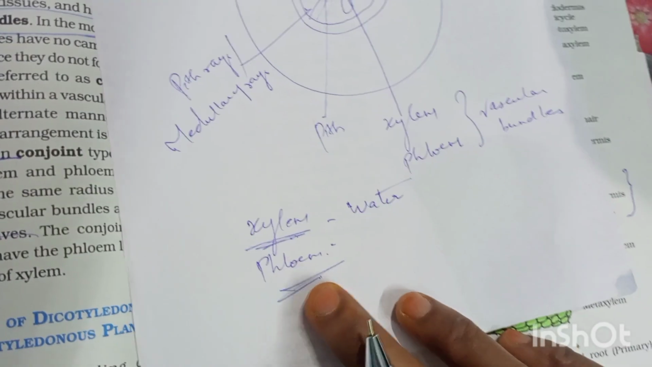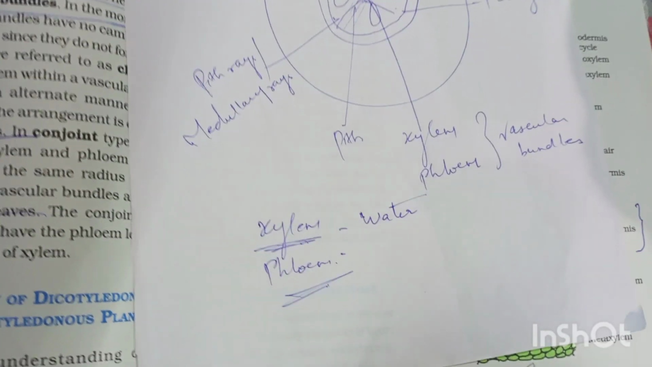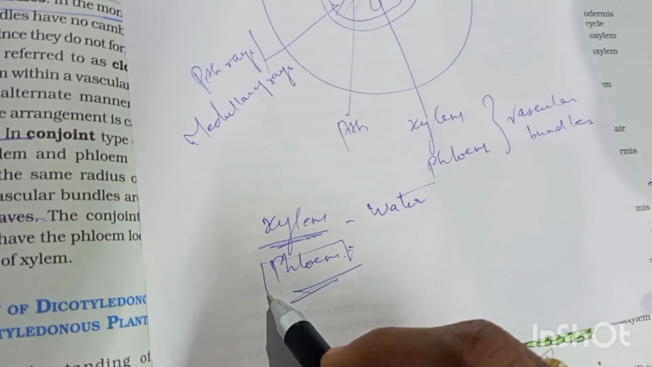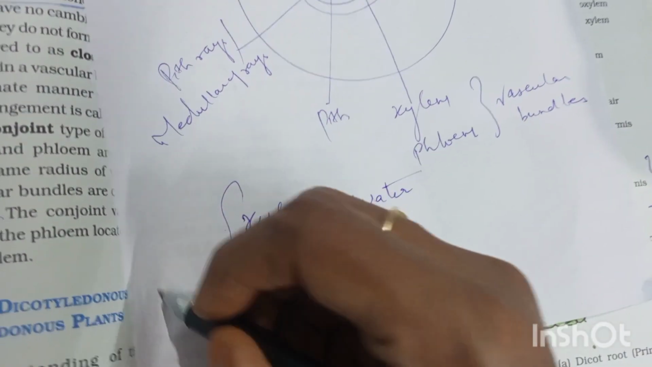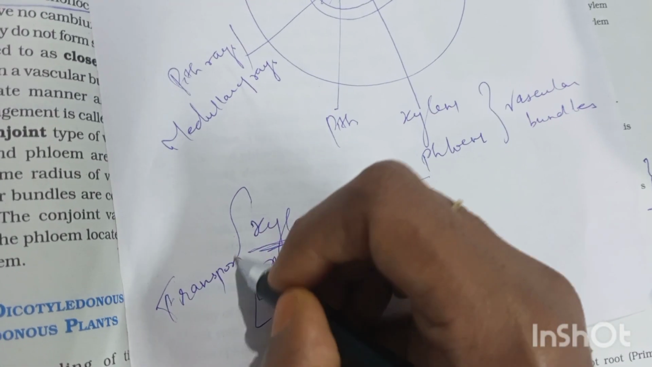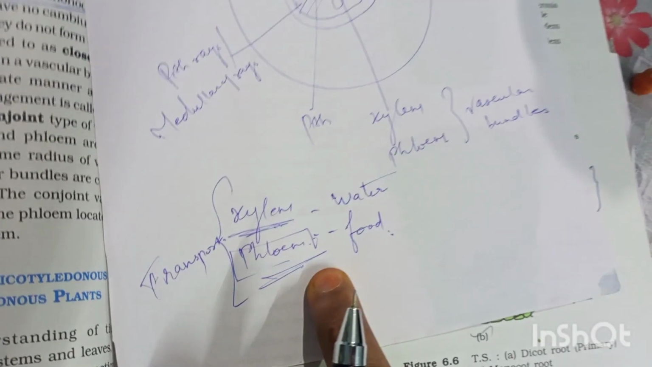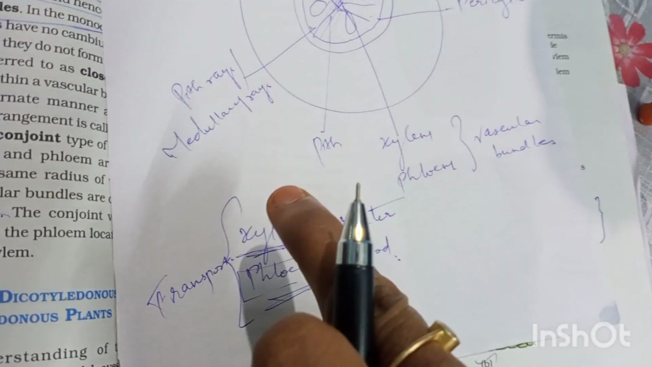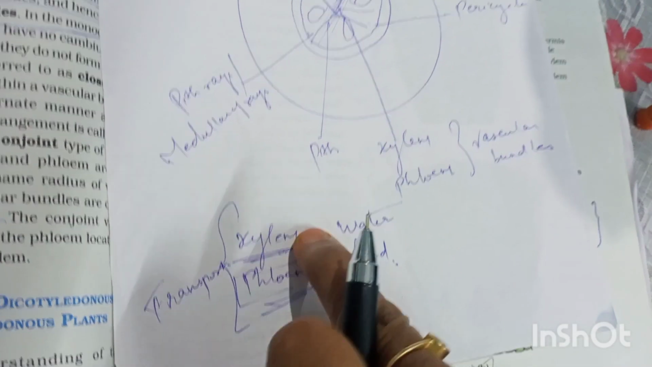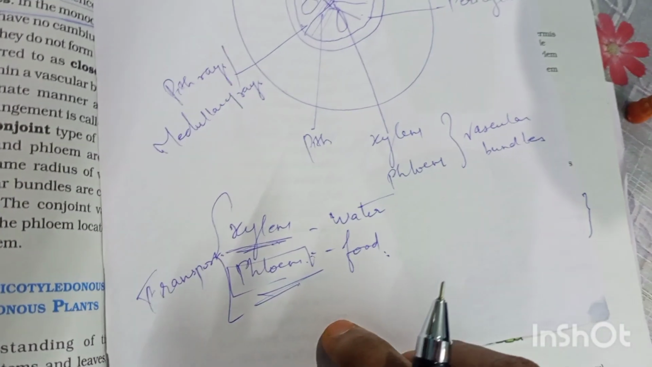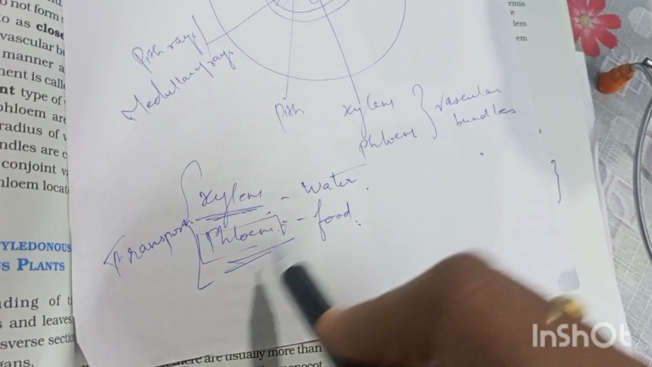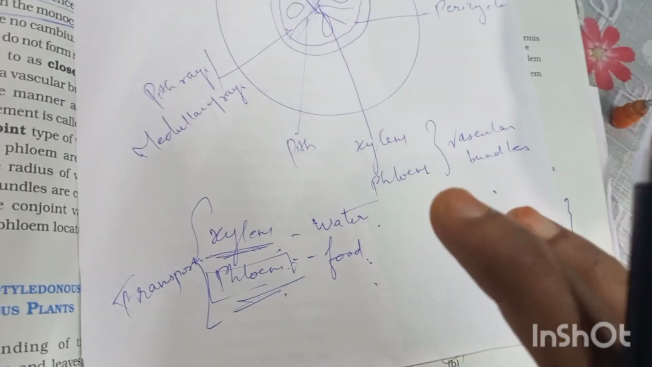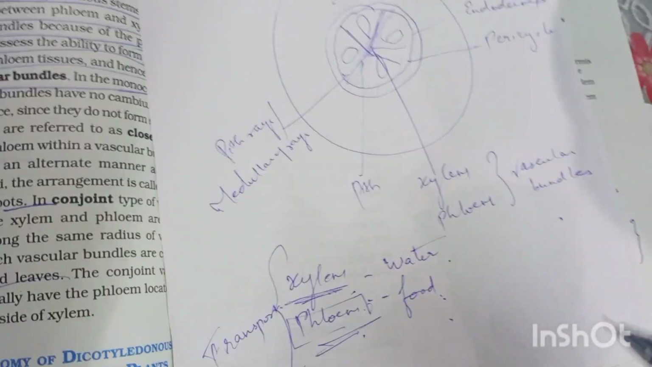And the food prepared in the leaf has to reach other parts of the plant, and that is done by the phloem. So it facilitates food transport. So both do some transport duty. Xylem transports water and phloem transports food. These are known as vascular bundles. So xylem and phloem together are known as vascular bundles. Xylem facilitates water transport throughout the plant body, and phloem facilitates food transport throughout the plant body.